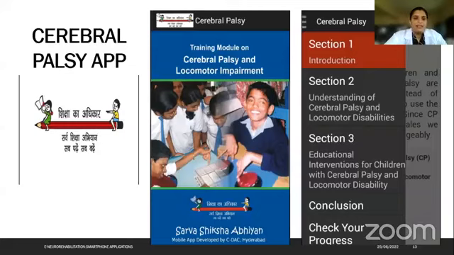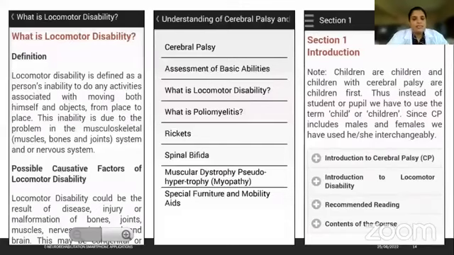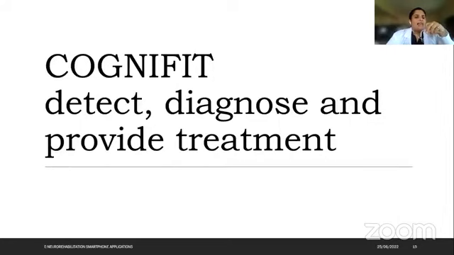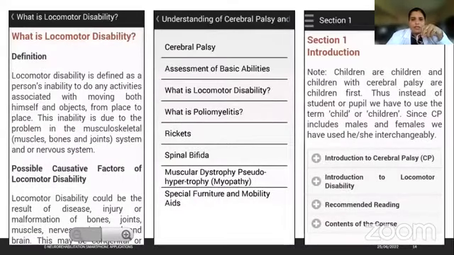What is cerebral palsy? What are the disabilities found in cerebral palsy? What are the causes of cerebral palsy? Then which are the locomotor impairments found in cerebral palsy? And it has various other diseases also, information about other diseases like poliomyelitis, rickets, spina bifida, muscular dystrophy, and it tells you how much progress you have made. Now again, this application is a paid version, it is not available freely.